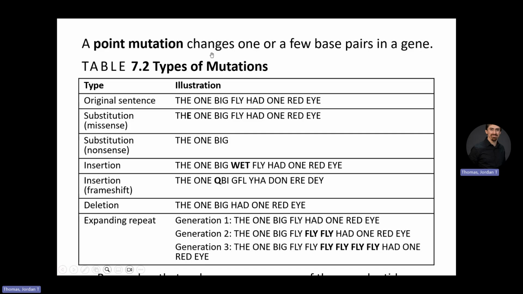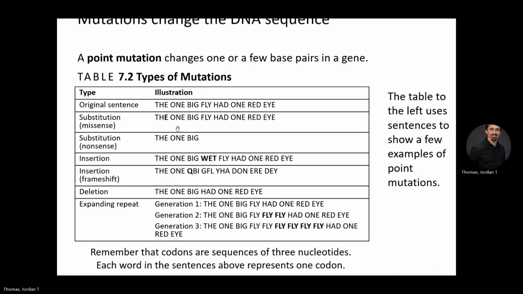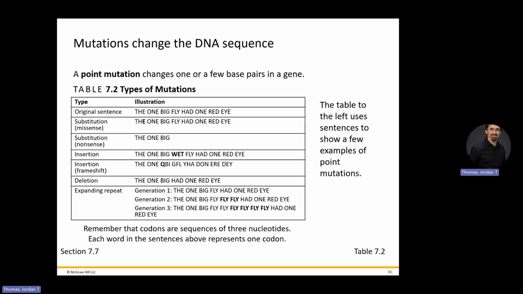A point mutation is a change in one or a few base pairs in the gene. So that can be like a substitution. If we change just one letter in the sentence, that will be a point mutation. Let me get my laser pointer again. So a point mutation is a changing of one letter. So in this example, if we have an E, there's a mutation, we still get an E. It's still a mutation, but nothing happened.